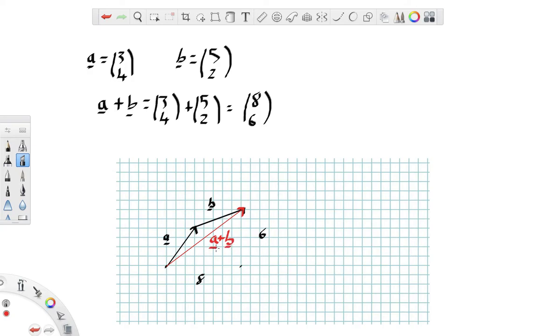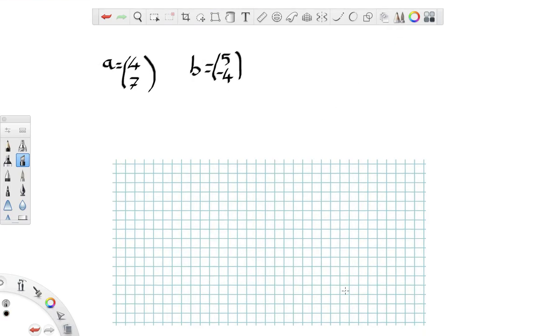And we're going to have a look at some more examples of this now. So now we're going to have a look at, again, some different vectors. So we've got a, which is 4, 7. Then we've got b, which is 5, minus 4. So what we're going to have a look at here is where we don't go, especially with this b vector, where we're not going up 4 units. Instead we're going down because it's a minus.